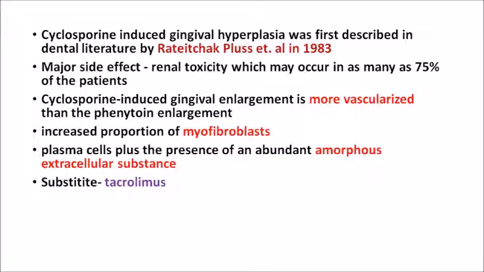There is a difference between cyclosporin-induced enlargement when compared to phenytoin-induced. The cyclosporin-induced enlargement is very vascular. Another difference is there is an increased proportion of myofibroblasts. And one more is the presence of plasma cells and also amorphous extracellular substances present in abundance. Next, coming to the substitute drug for cyclosporin-induced gingival hyperplasia. You can't stop an immunosuppressant drug which a patient is taking, but you can substitute with a drug causing a lesser amount of gingival hyperplasia, and the substitute drug is tacrolimus. This question has been asked. Substitute for cyclosporin-induced enlargement is tacrolimus.